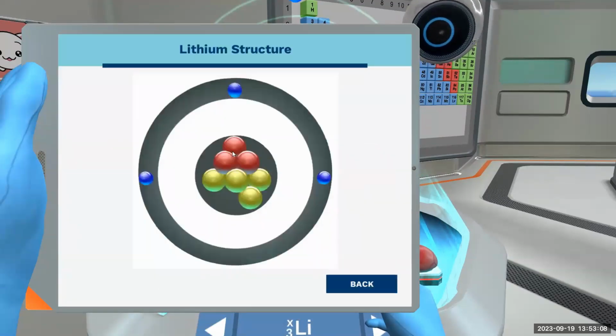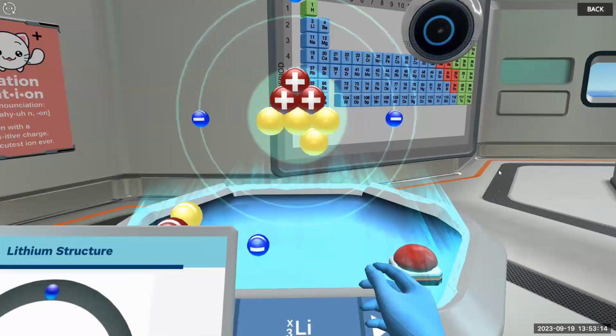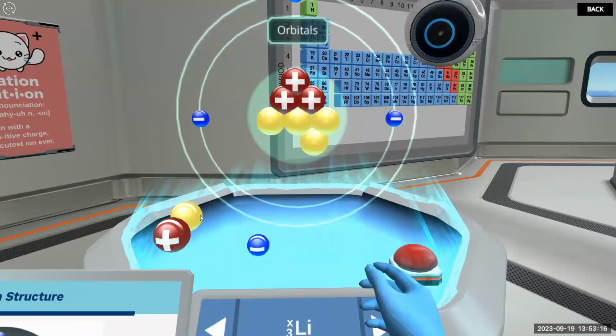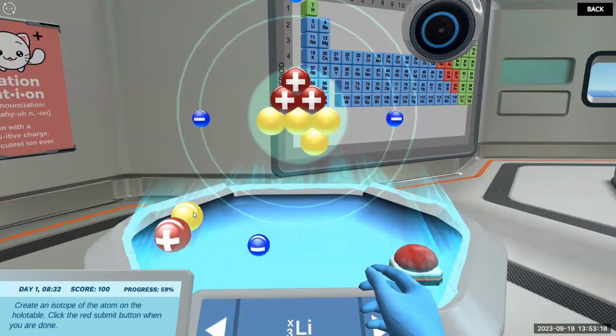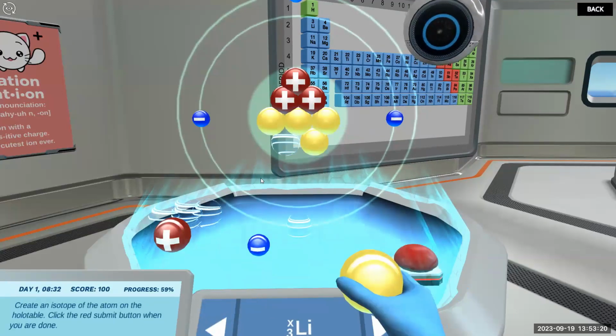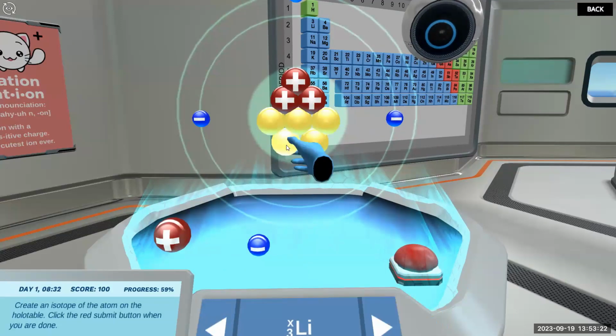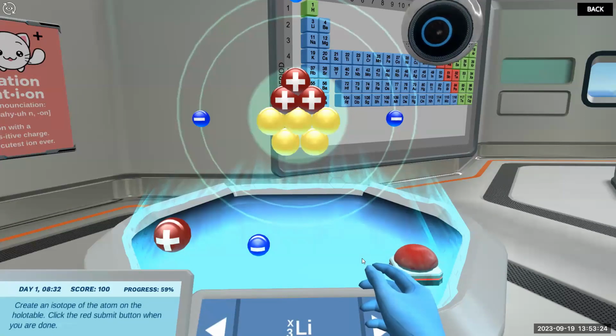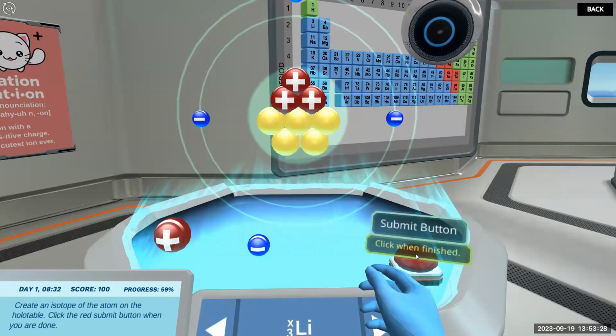So we know that lithium has 4 neutrons, and we want to make an isotope of that. One way we could is to just try changing the number of neutrons. We don't want to mess with the charge of the isotope. Simply adding another neutron would make this an isotope.